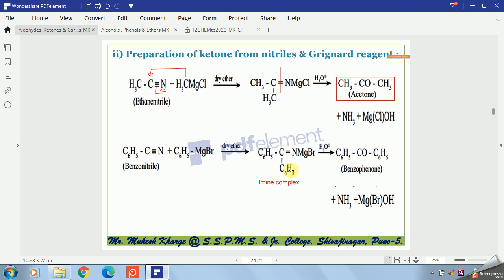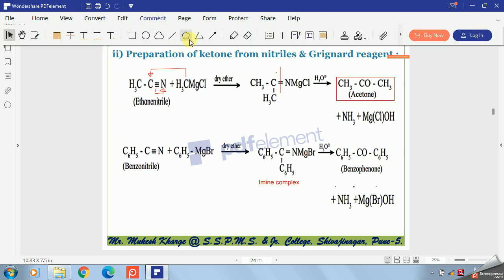So here we get an imine which is unstable. It undergoes rearrangement to the corresponding ketone, NH3 and MgBrOH. Okay, so I'll show you how these changes will take place. So just before that, I have to add H2O.